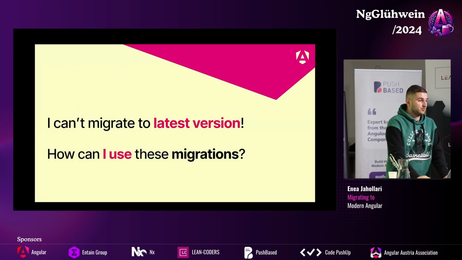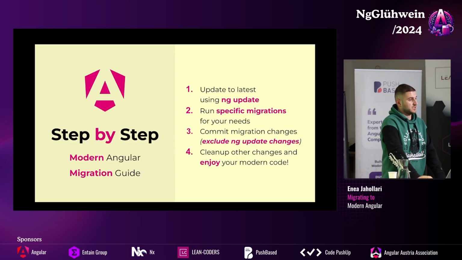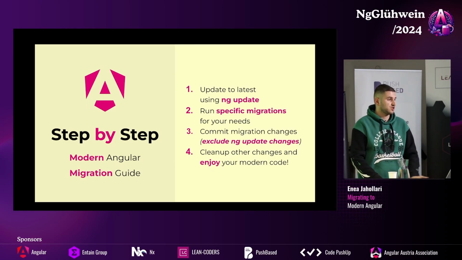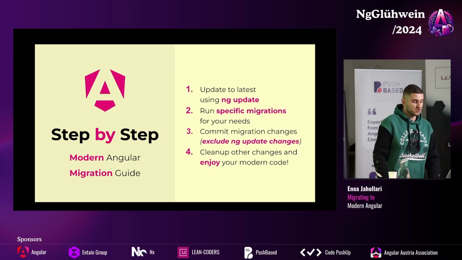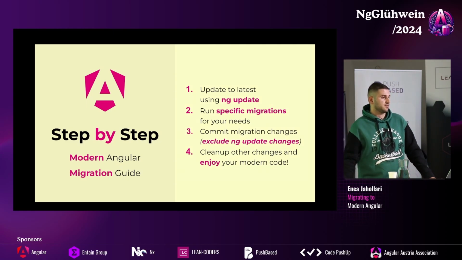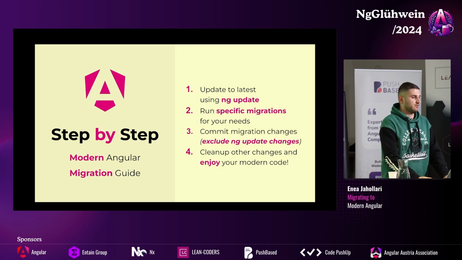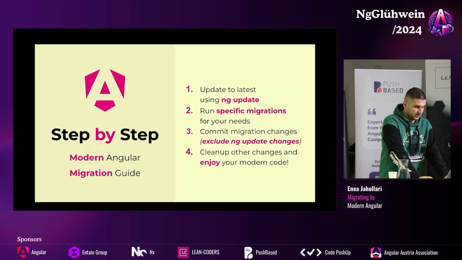If you can migrate to the latest version and you want to use these migrations, you can do it step by step. So you just create another branch, update the Angular version, run the schematics, but not push the changes of the package.json, only what you need from the migration changes.